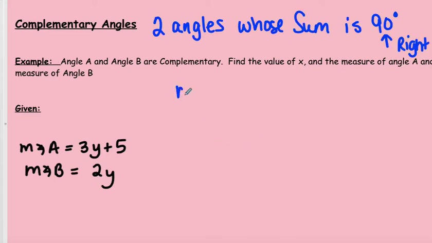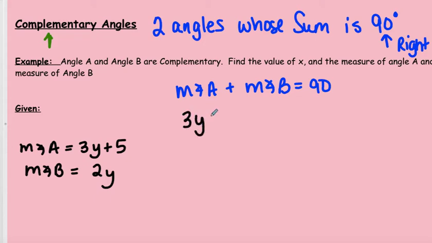So that means that the measure of angle A plus the measure of angle B will always equal 90 if the angles are indeed complementary. Again, we have to remember that word, complementary. It's one of our definitions for this chapter. All right, so I substitute my values in for A and B. 3y plus 5 plus 2y equals 90. I want you to look at that. Two angles, they sum up to equal 90.